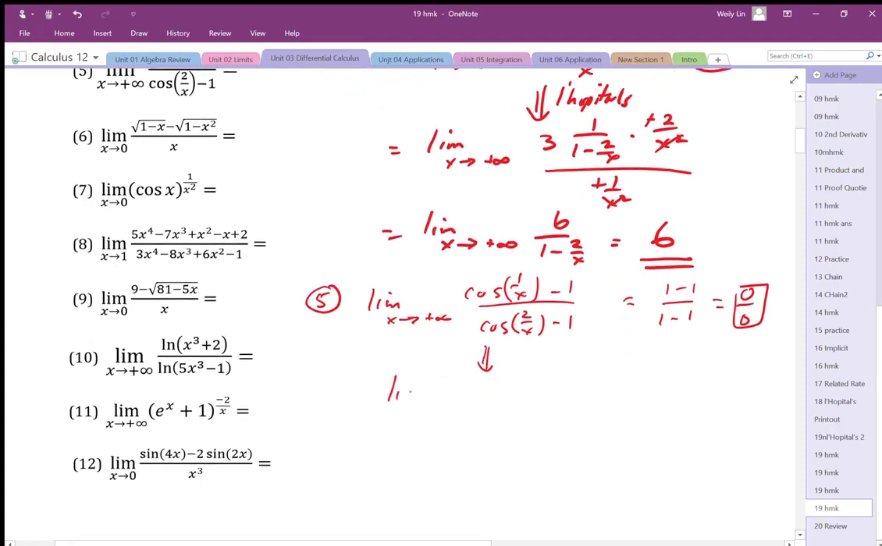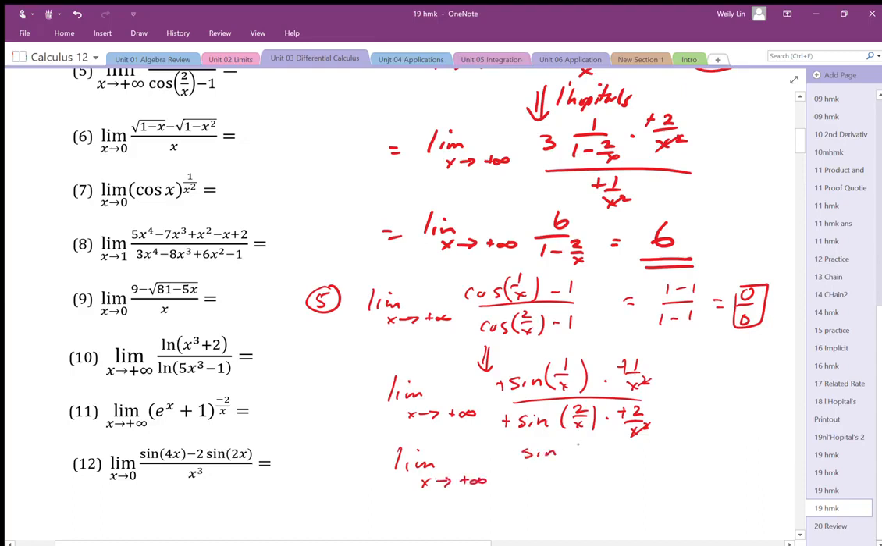Okay, so I end up with the limit as x goes to positive infinity of negative sine 1 over x, chain rule, times negative 1 over x squared. So same thing here, becomes sine 2 over x times negative 2 over x squared. Okay, x squareds cancel, those cancel, those cancel. So simplifying the expression, I get sine of 1 over x over 2 sine 2 over x.